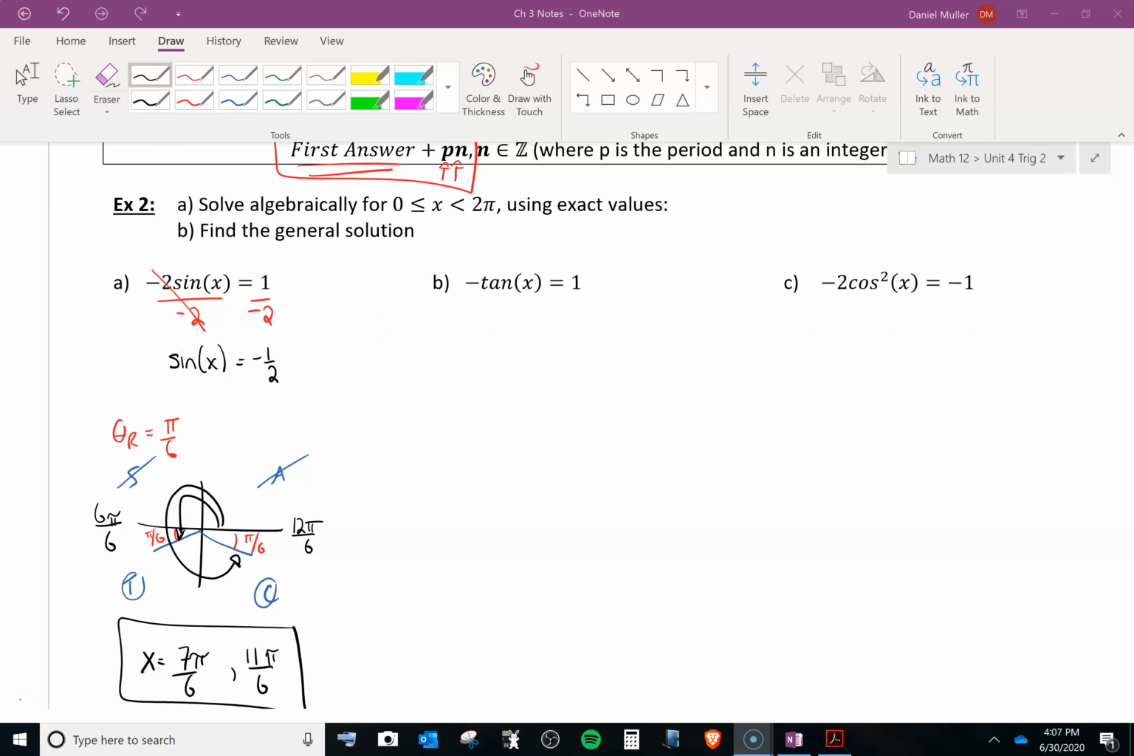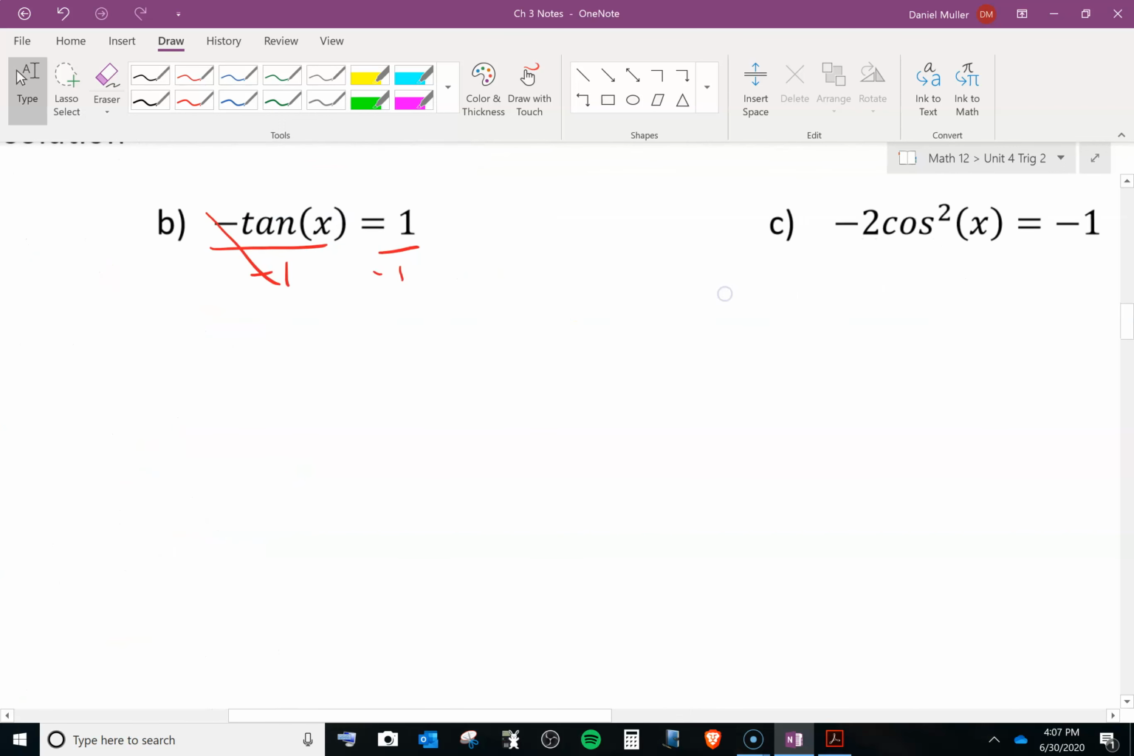Let's continue on here to letter B. So the first one we divided the -2 over, and we had to find when sine of x equals -1/2. Here we'll divide over the negative, kind of like a -1, and we'll get tan of x equals -1. This is also the same sort of stuff that we've been doing before, and we need to find when does tan of x equal -1.